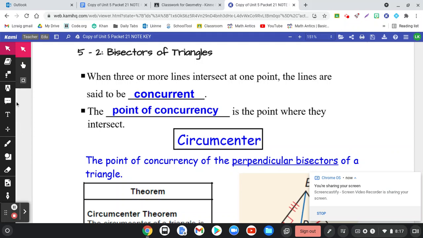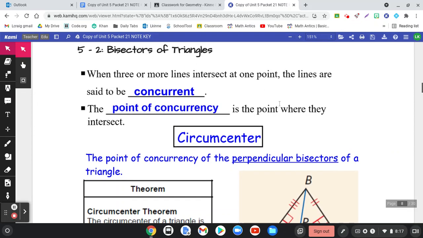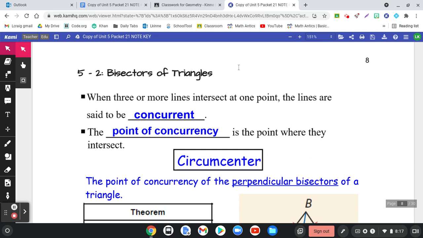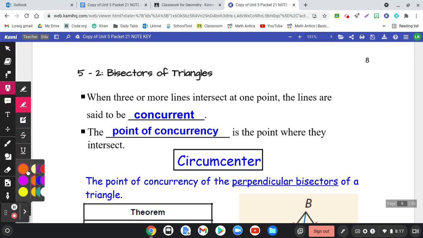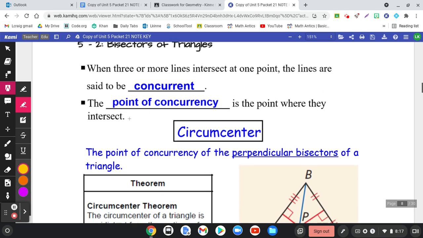Hey everyone, today we are starting on page 8 in your packet. Yesterday we talked about perpendicular bisectors and angle bisectors. Today we're going to see what it looks like in a triangle. And you're going to see some terms and hear some terms over the next couple of days. But at the end I'm going to give you a way to kind of keep them all straight. So today we're going to talk about those bisectors of triangles.